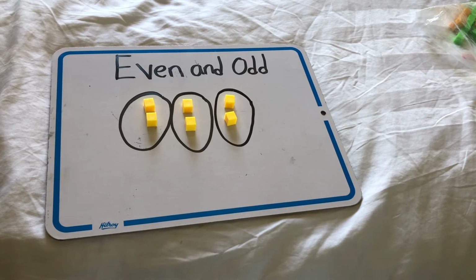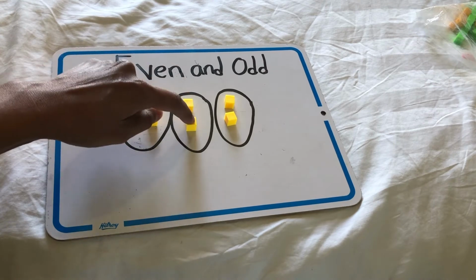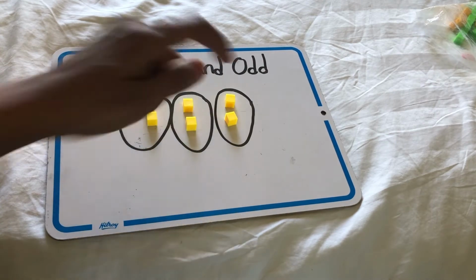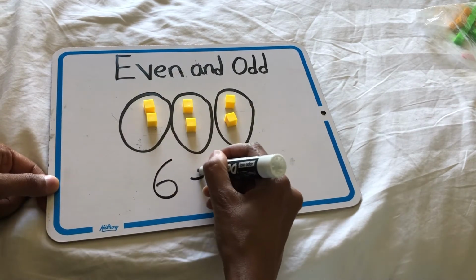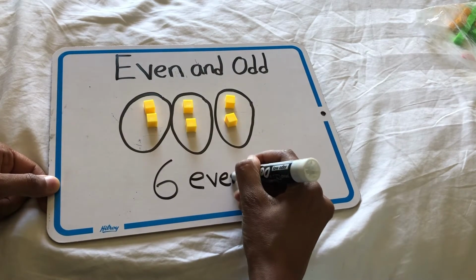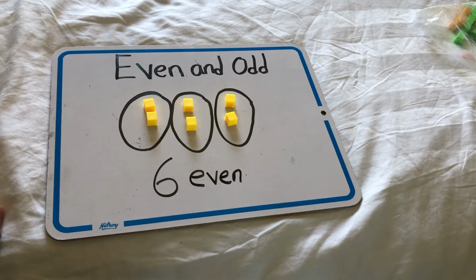So this number of cubes is an even number. Let's count what number it is. 1, 2, 3, 4, 5, 6. So 6 is an even number because I can pair all of my cubes up with another cube.